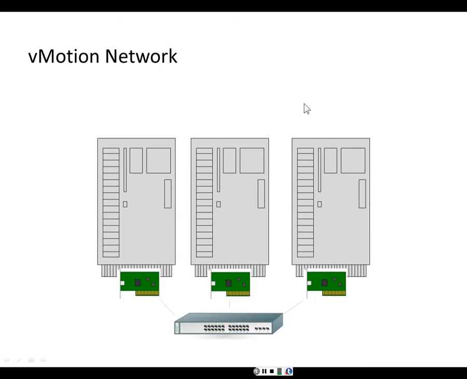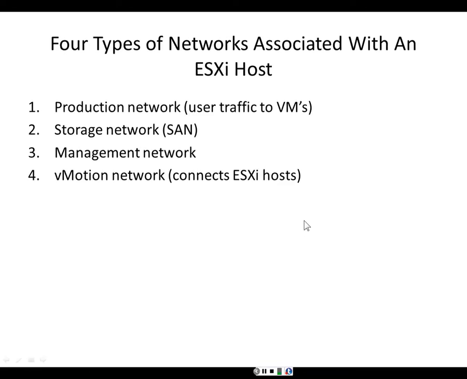And the fourth type of network is a vMotion network. The vMotion network connects ESXi hosts to each other, and the purpose is to carry traffic between ESXi hosts, particularly the migration of virtual machines. Four types of networks associated with an ESXi host: production, storage area network, management, and vMotion.